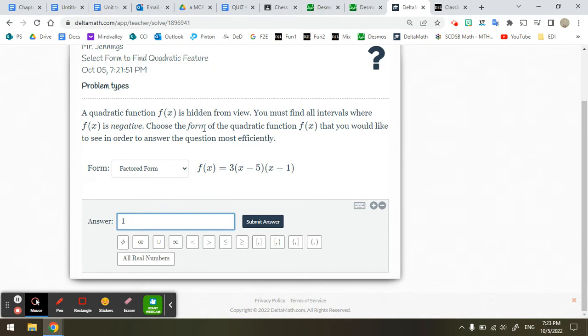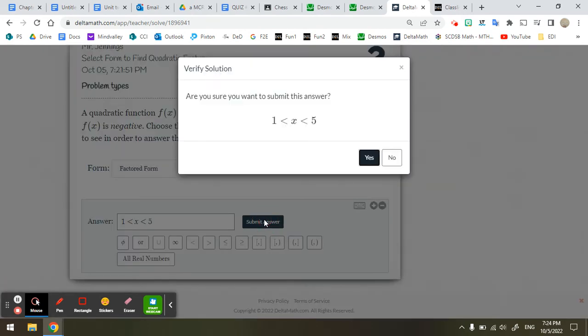We want to find all the intervals where f of x is negative. So 1 is less than x, which is less than 5. I didn't say less than or equal to because equal to would give me times where the value of the function is 0, and 0 is not properly negative. Let's see if it likes this answer.